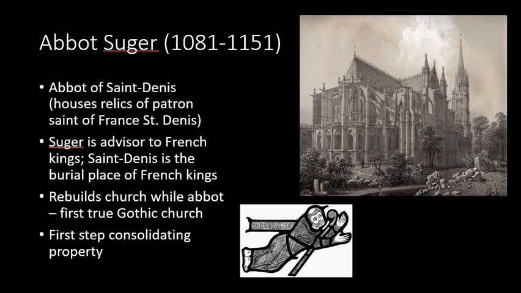Saint-Denis housed the relics of Saint Denis, the patron saint of France. Suger served as an advisor to French monarchs, in part because of his proximity to the court, in part because Saint-Denis was where French monarchs were traditionally buried. While abbot, he rebuilt the old church, transforming it into the first true Gothic church. However, because it was an extremely expensive effort, he first needed to consolidate church properties to improve revenue. It is with this, not the church project, that Abbot Suger begins his memoirs.